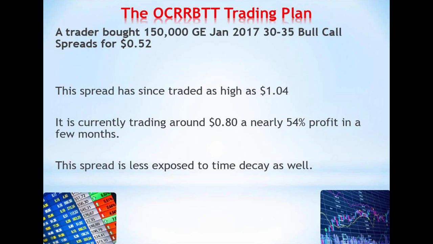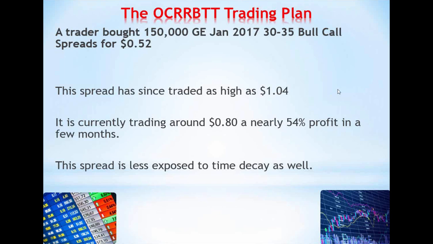So a trader bought these call spreads. Since then, the spread has traded as high as $1.04. I thought I had a chart in here of GE. I actually do. So it's currently trading around 80 cents, nearly 54% profit in a few months, and the spread traded at almost a double since then.